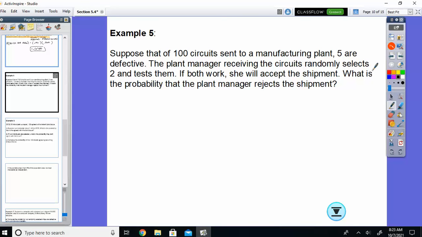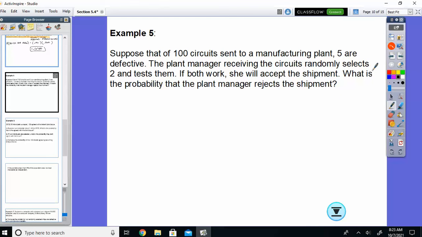Suppose that of 100 circuits sent to a manufacturing plant, 5 are defective. The plant manager receiving the circuits randomly selects 2 and tests them. If both work, she will accept the shipment. What is the probability that the plant manager rejects?